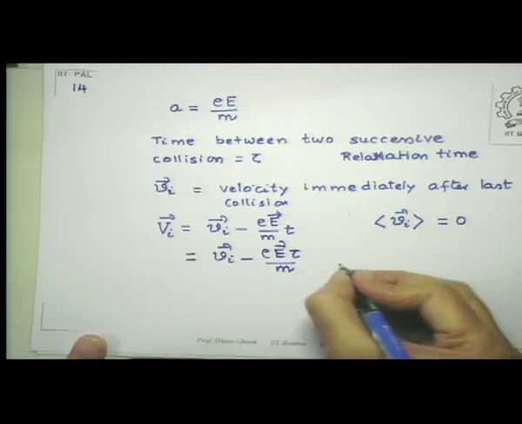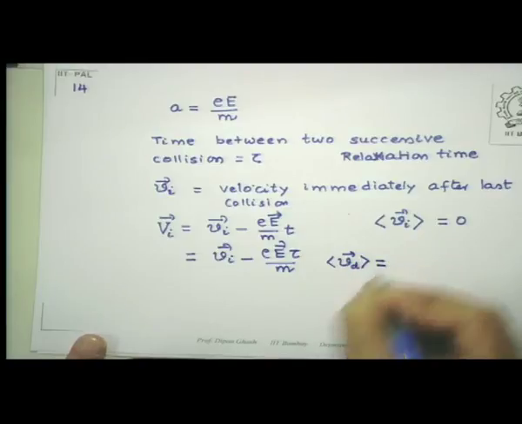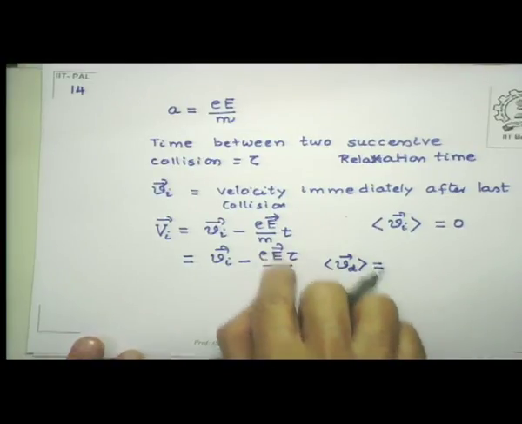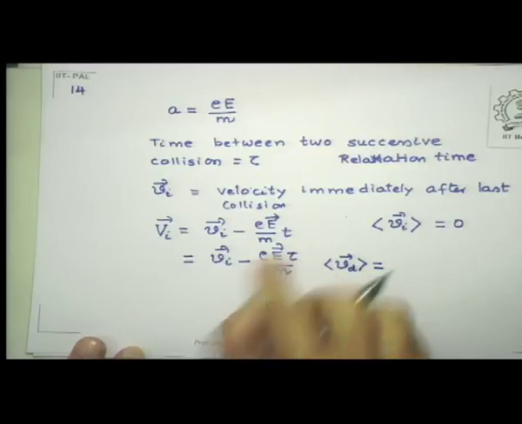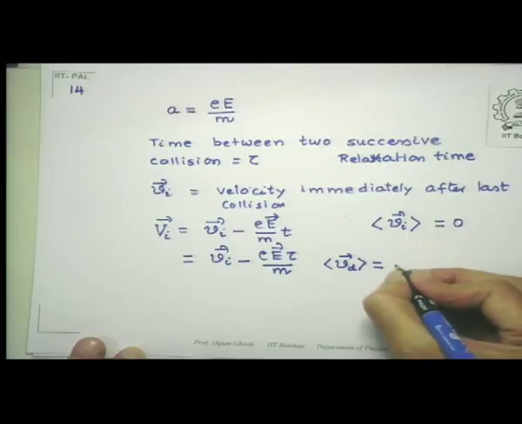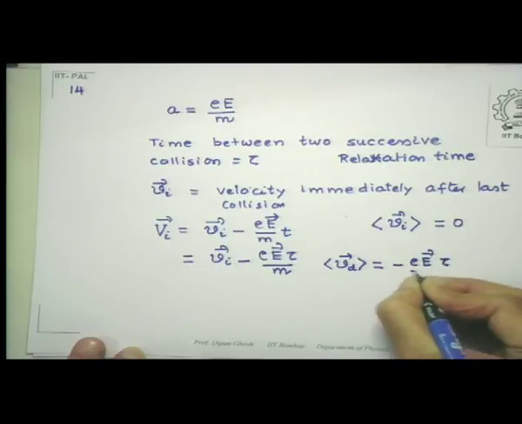So therefore, my average drift speed is the average of this, which is of course equal to 0 because this is random. But notice that this is not quite random, because it depends upon the direction of the electric field, which is given to be constant. So therefore, this is given by minus E tau over m.